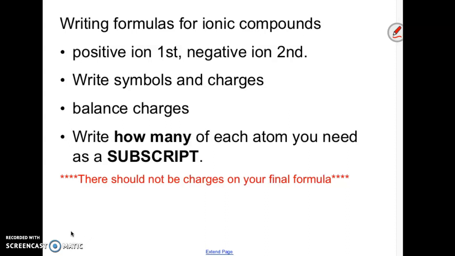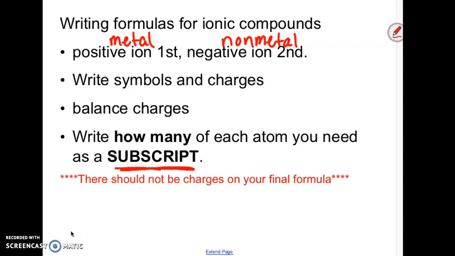So when we're writing formulas for ionic compounds, the positive ion, aka the metal, goes first, and the negative ion, or the nonmetal symbol, goes second. That's just the rule that we have, okay? So what you do is we write the symbols and the charges, then we balance the charges. You write how many of each atom you need as a subscript.